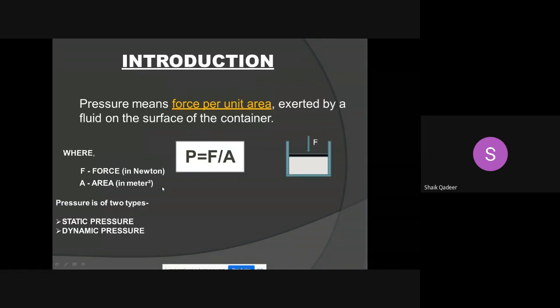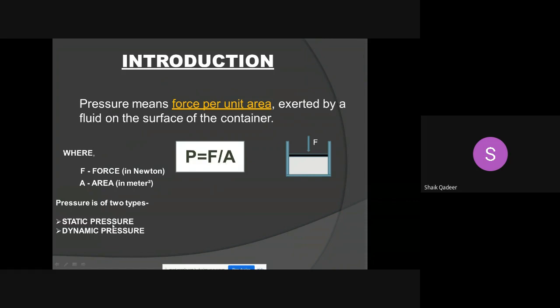Okay, this I already covered. I told you the definition of pressure is force per unit area, or the force exerted on a particular area. If you consider the case of a container, the force applied on a particular area of fluid is called the pressure of that particular fluid. If we consider the unit as newtons and area as meter square, then this will be in SI unit, Newton per meter square.